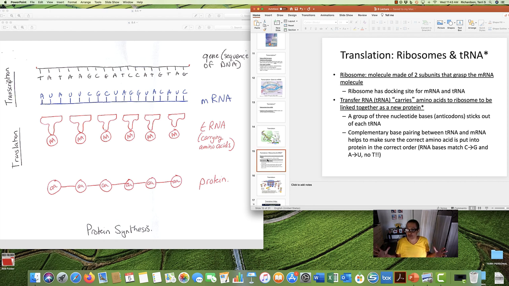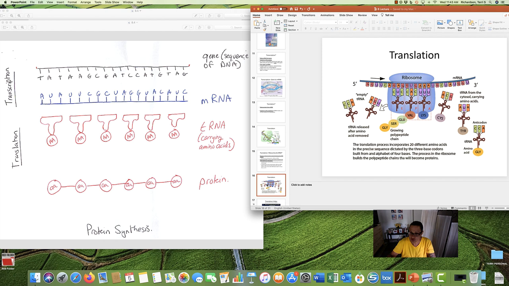Now, as I said, ribosomes are molecules made of two subunits, two pieces that kind of grasp or clasp or hold the mRNA molecule. And they have what are called docking sites, like parking places for these transfer RNAs to carry in these separate amino acids, and then they are checked and linked together to make a new protein. Again, we will have this complementary base pairing. You have to remember C to G and A to U in order to understand that the correct amino acid has come in. Let's take a look at another picture, then a video. Don't panic. It's complicated. The key is going over it and over it and over it.